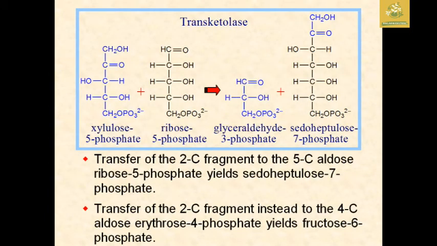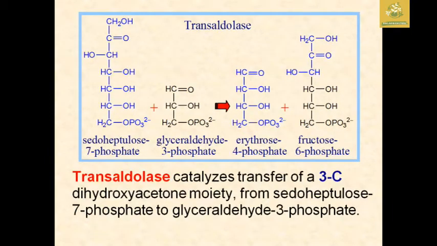While seeing the process, they transfer 2 carbon fragments to the 5 carbon aldose ribose phosphate, which yields sedoheptulose 7 phosphate, and the 2 carbon fragment instead forms a 4 carbon aldose, erythrose 4 phosphate, yielding fructose 6 phosphate. And transaldolase catalyzes the transfer of a 3 carbon dihydroxyacetone moiety from sedoheptulose 7 phosphate to produce glyceraldehyde 3 phosphate as the end product in this process.